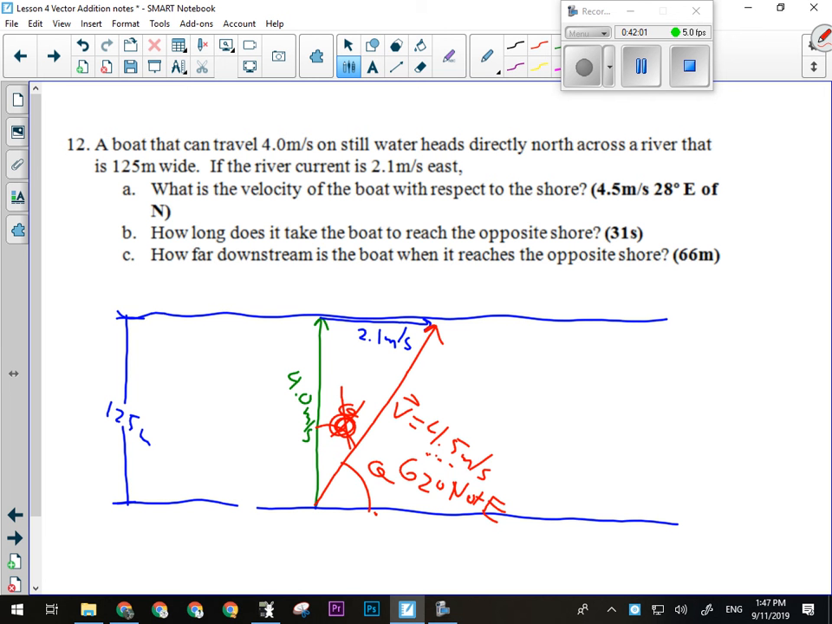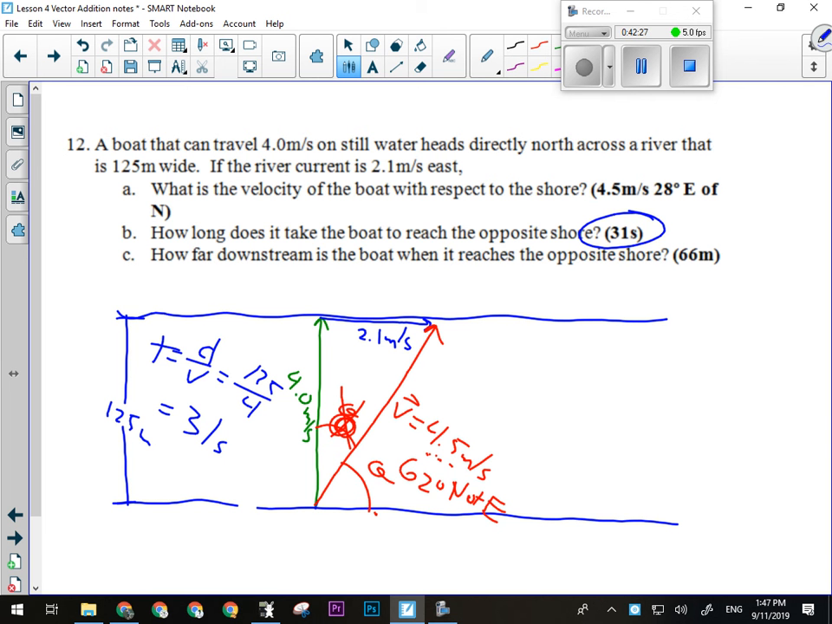Okay? All right. So I've got my 4.0 meters per second. I've got my width of the river here. So I want to find the time. Okay? T equals D over V, right? And that's going to mean 125 over 4 to get me the time to get across. And that is 31 seconds, right? So it's going to take me 31 seconds to get across the river. Everybody all right with that?